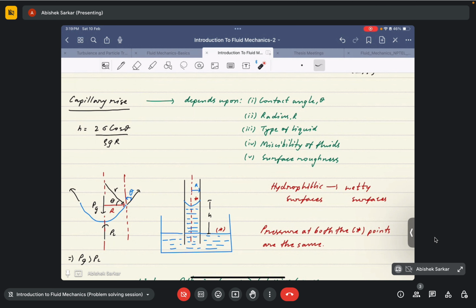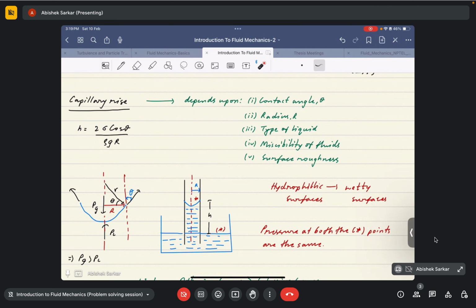Can you give an example where you've observed capillary rise, or where it's important in our day-to-day life? Sir, when a thin tube is put inside a large tank or a beaker, then there is a rise in the water level. Yes, exactly.